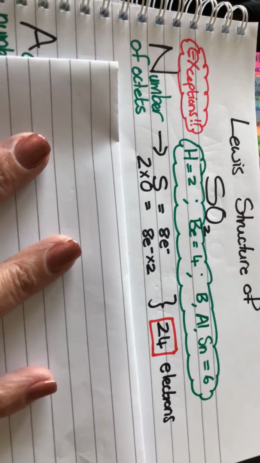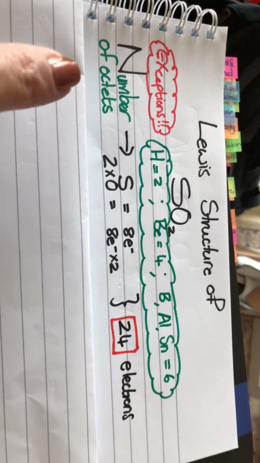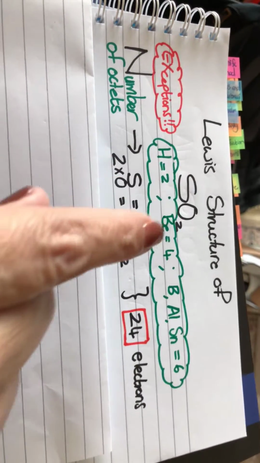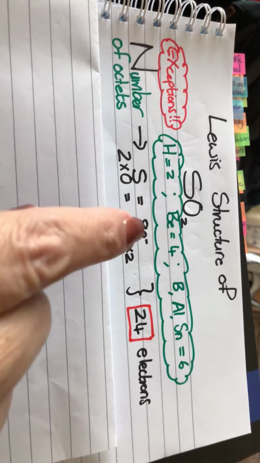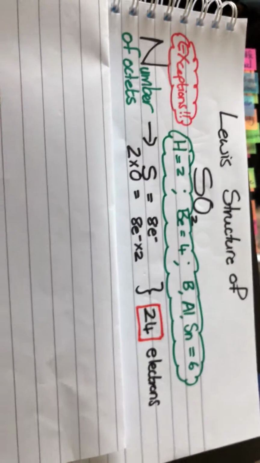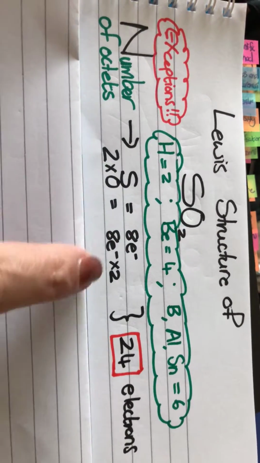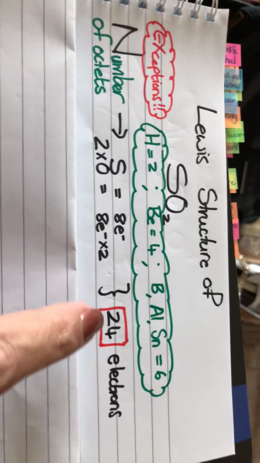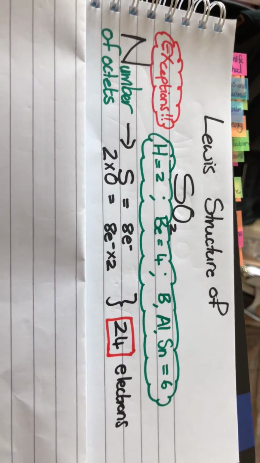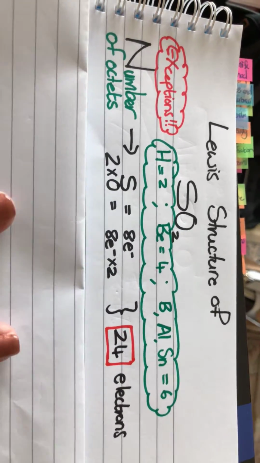Now, the method that I use is called the NASL method. The N stands for number of electrons for a full octet. So when you look at the formula SO2, you see that you need 8 electrons for a full octet for sulfur. Then for oxygen, you will also need 8, but you've got 2 oxygens, so you multiply that by 2, which means in total for SO2, you will need 24 electrons to have a full octet.